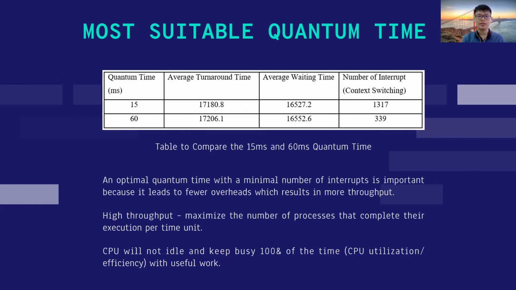So, we can turn our attention to the number of interrupts to decide the most suitable quantum time. For the number of interrupts, 60 milliseconds quantum time is the smallest among all the quantum times, which is 339. An optimal quantum time with a minimum number of interrupts is important because it leads to fewer overheads, which will result in more throughput. A high throughput is good for the round-robin scheduling algorithm to maximize the number of processes that complete the execution per time unit. So, the CPU will not be idle and keeps busy 100% of the time with useful work.